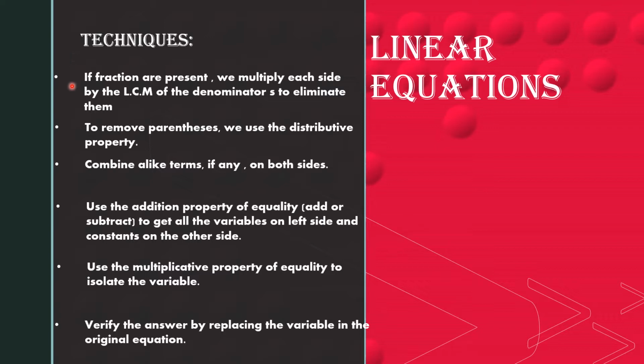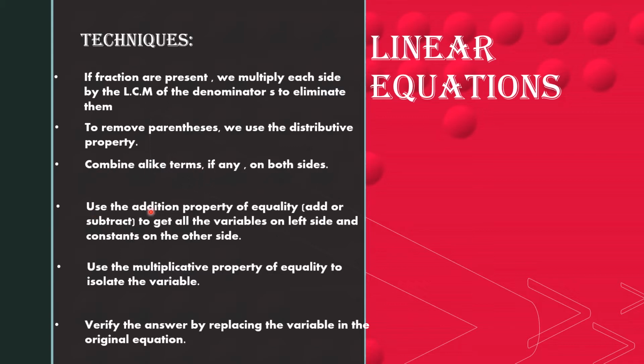So the first one is: if fractions are present, we multiply each side by the LCM of the denominators to eliminate them. Okay, you will multiply with the LCM. To remove parentheses, we use the distributive property. I will explain the distributive property when I explain a question. Combine like terms, if any, on both sides.